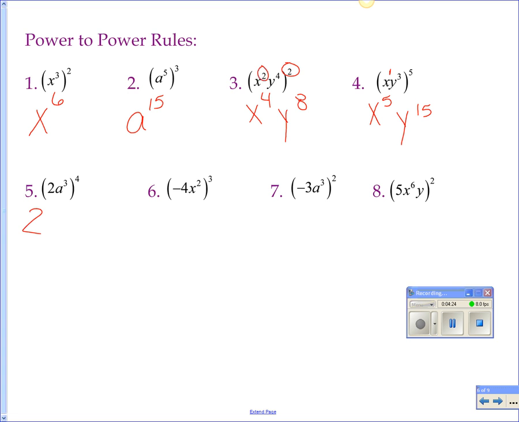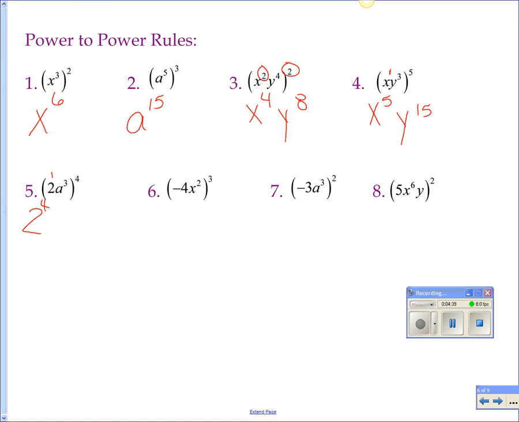Yes, but what am I going to have to do with the 1? Times it by 4. What's 1 times 4? 4. What am I going to have to do with the 4? Put it there. Now, I do not multiply these. I do not multiply these.